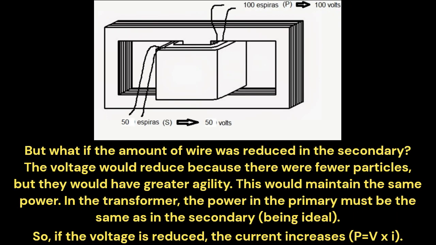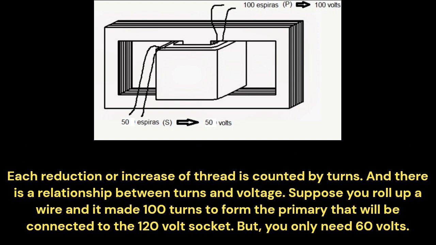But what if the amount of wire was reduced in the secondary? The voltage would reduce because there were fewer particles, but they would have greater agility. This would maintain the same power. In the transformer, the power in the primary must be the same as in the secondary, being ideal. So if the voltage is reduced, the current increases. P equals V times I. Each reduction or increase of thread is counted by turns. And there is a relationship between turns and voltage.